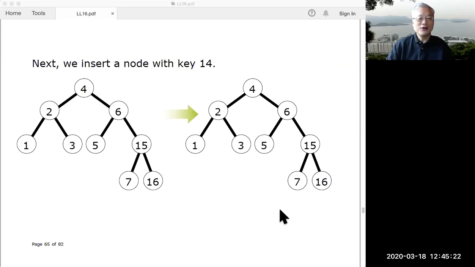No? Okay. If no problem, then we insert a node with key 14. So where should we put 14? Can anyone tell me? 14? Where? The right subtree of 7. Yes, right. Is this okay? Does it have a problem? Do you think any node has a problem? Is it still balanced?